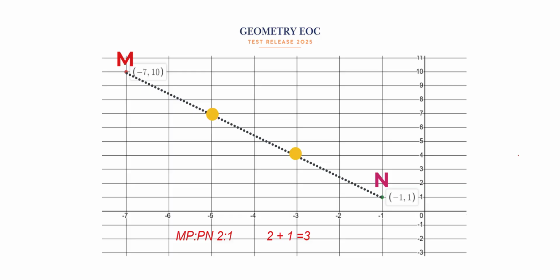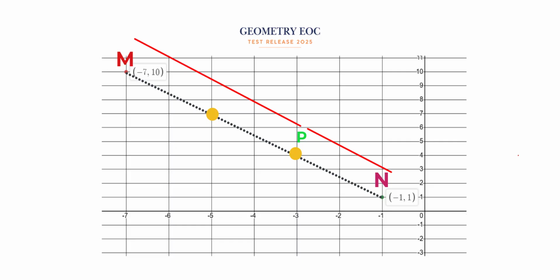Now we interpret the ratio. The part from M to P has 2 of those parts. The part from P to N has 1 of those parts. So point P is not in the middle. It is closer to N because the section from M to P is longer.